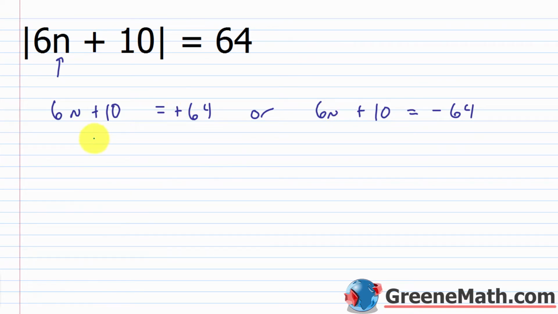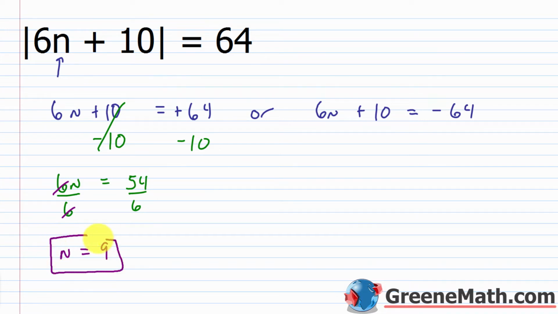So for this one, I'm going to start out by subtracting 10 away from each side. And this will cancel. I'll have 6n is equal to 64 minus 10 is 54. I will divide both sides by 6 so that n is by itself. So this will cancel with this, and I'll have n is equal to 54 divided by 6 is 9. So that's one solution. Then we have our OR, so we have another scenario.